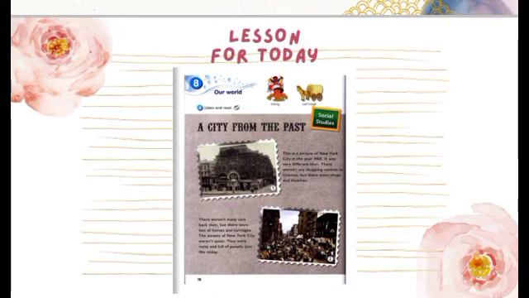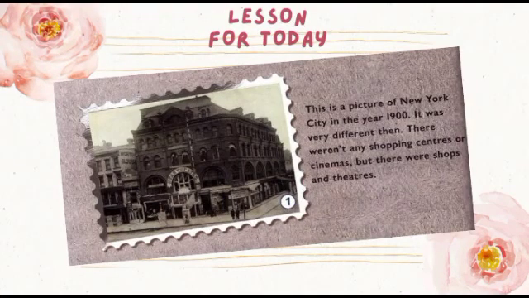Alright, children. Let's start with page 78 of your Get Smart Plus 3 book. Are you all ready? Are you all on page 78? Are you ready, children? Alright, let's look at page 78. We are going to read. This is a picture of New York City in the year 1900. It was very different then. There weren't any shopping centers or cinemas, but there were shops and theaters.